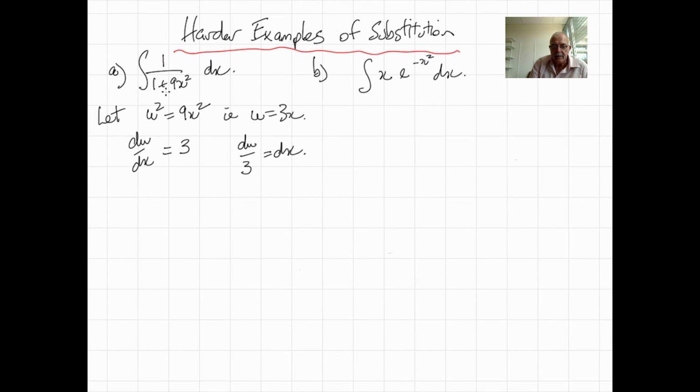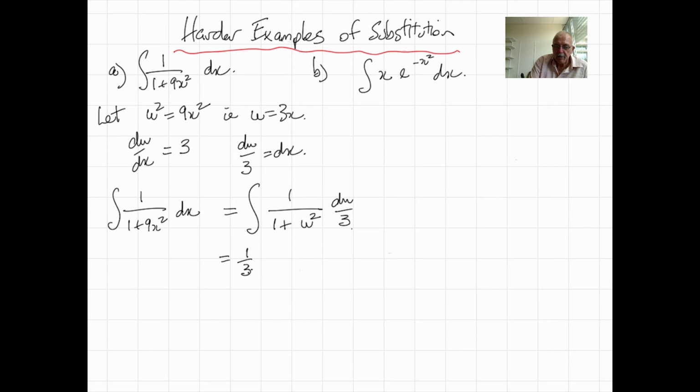There are no upper and lower bounds, so we're going to have an indefinite integral, so we're going to have a plus c. So our next step is that the integral of 1 over 1 plus 9x squared dx, when we do the substitution, is the integral of 1 over, now 9x squared is equal to u squared, so it'll be 1 plus u squared, and dx is equal to du over 3. So that 3 can come out the front, so it'll be 1/3 the integral of 1 over 1 plus u squared du.